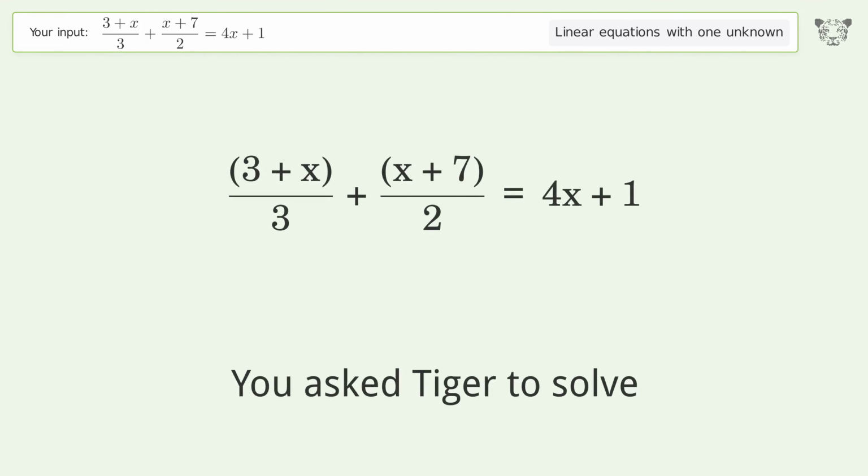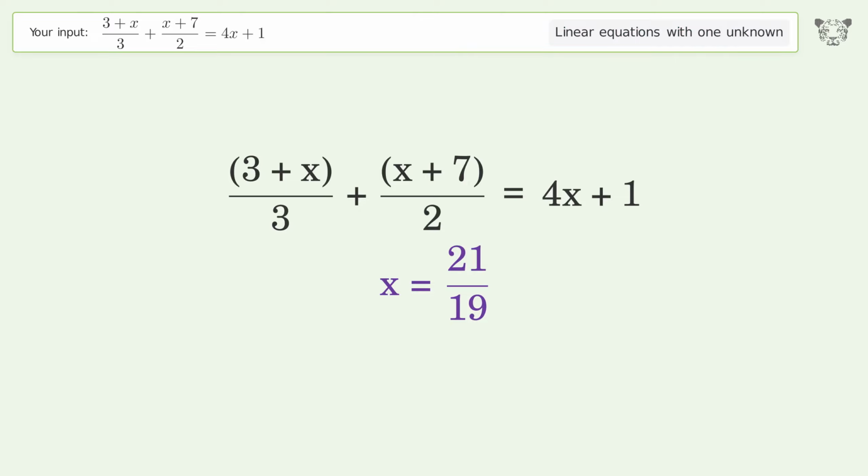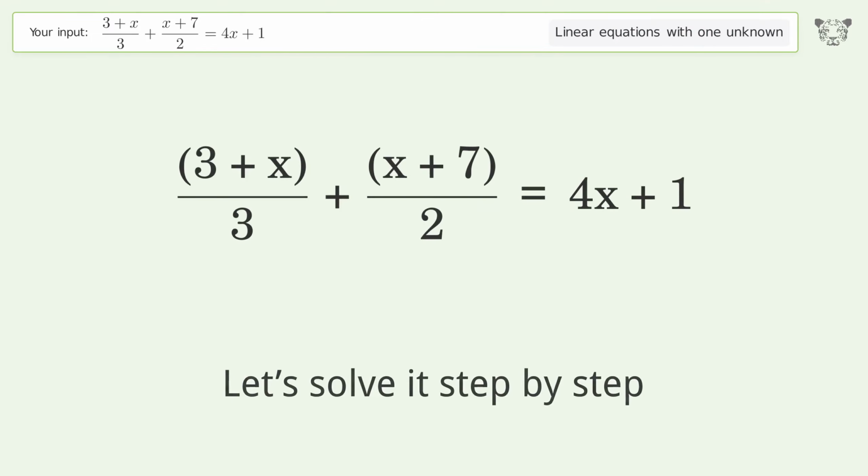You ask Tiger to solve. This deals with linear equations with one unknown. The final result is x equals 21/19. Let's solve it step by step.